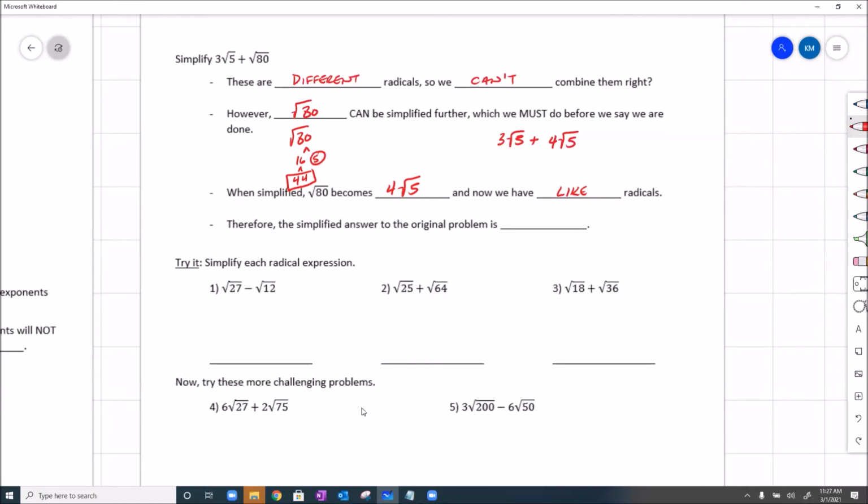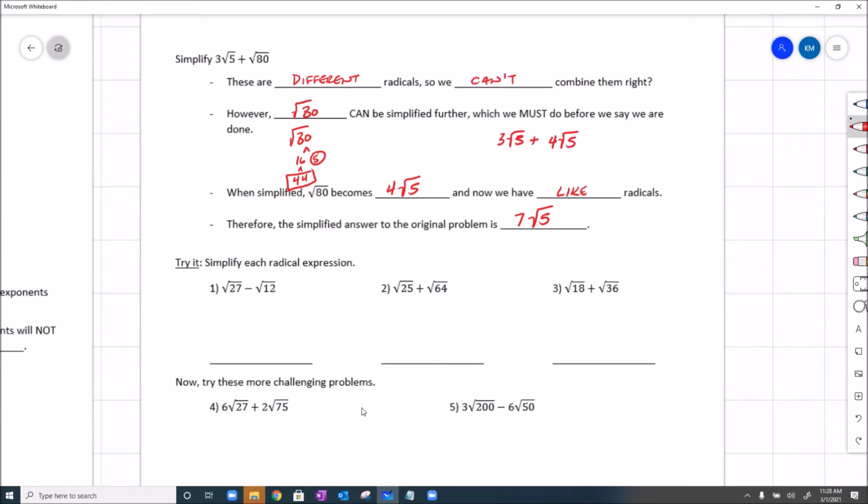So our simplified answer now is 7 radical 5. And here's the difference between radicals and variables. An x is never going to turn into a y. It's just not going to happen. But radical 80 could turn into a radical 5. And that's what you have to make sure that you're looking for in each of these problems as you're adding and subtracting and looking for your final answer.